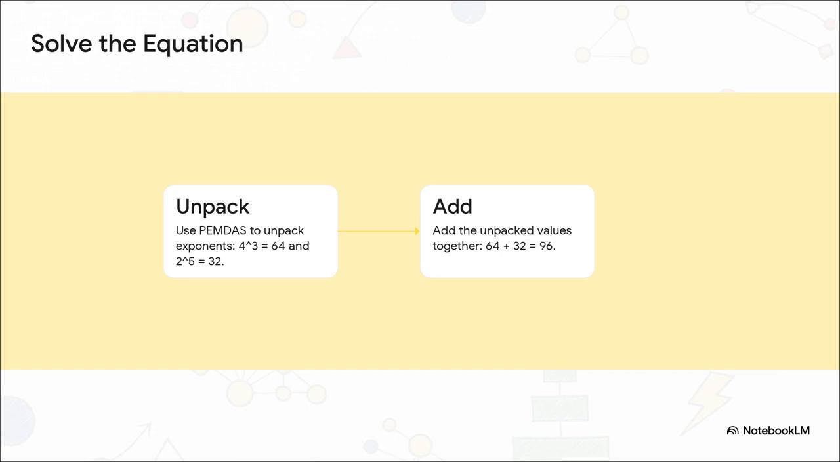So unpacking 4 cubed means 4 times 4 times 4, which gets us 64. Next, we unzip 2 to the power of 5. That's 2 times 2 times 2 times 2 times 2, which gives us 32. Now that the abbreviations are fully unpacked, we can comfortably add them up. 64 plus 32 gives us a final result of 96. So by systematically uncompressing the math first, even complex, multi-base equations become a total breeze.